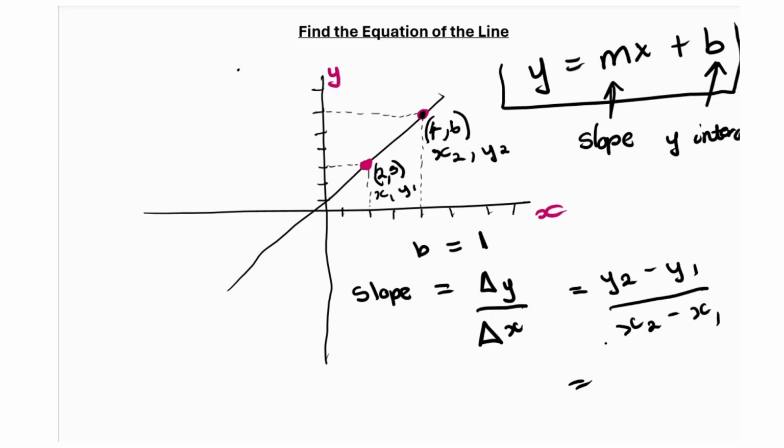So let's just input our values into our formula. What we'll get for y2 is 6, and then y1 we'll get 3, divided by the change in our x2, that's 4, minus the x1. What do we have? We have a 2. So it's 6 minus 3, that's 3 over 2. So this is our slope.